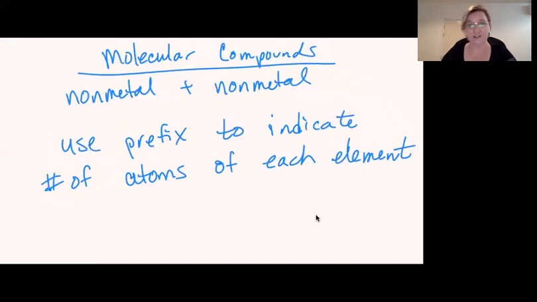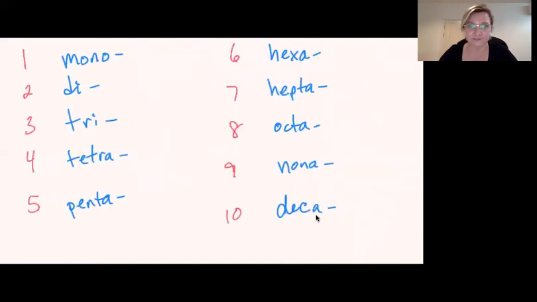Now, the last one, which I didn't get a chance to talk about, was molecular compounds. This is going to be for binary compounds, that is, a nonmetal plus a nonmetal. We're going to use a prefix system to indicate the number of atoms of each element in the compound. Here's the prefix system. From 5 to 10, most of them cross with geometry, like pentagon, hexagon, octagon, that kind of thing.